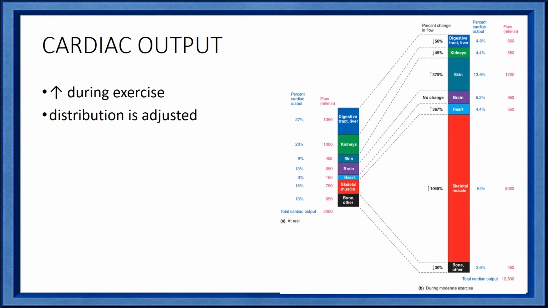The percentage of cardiac output going to the skeletal muscles and heart will increase. The percentage of cardiac output going to the skin increases as a way to eliminate the extra heat generated by the exercising muscles. The percentage of cardiac output going to most other organs is reduced. The magnitude of blood flow to the brain remains fairly unchanged.